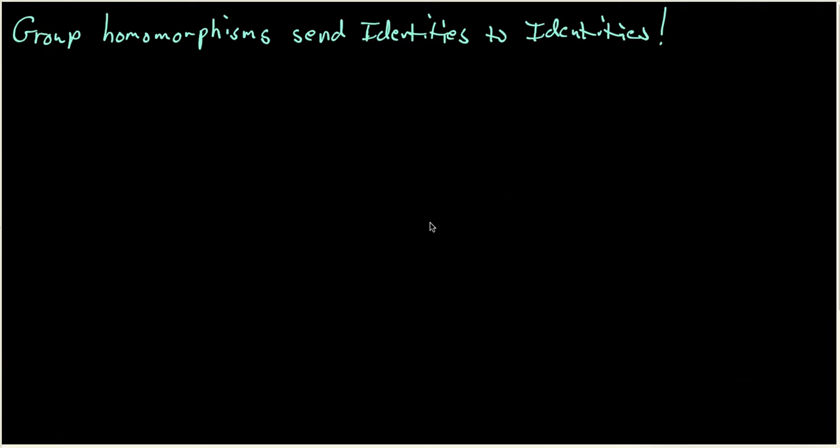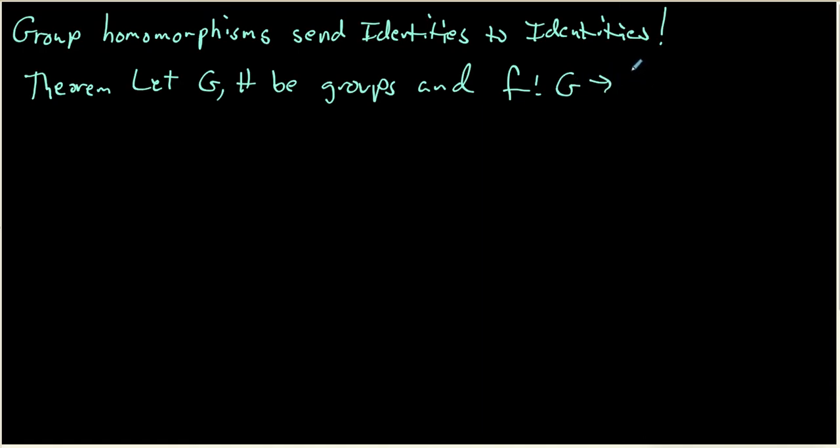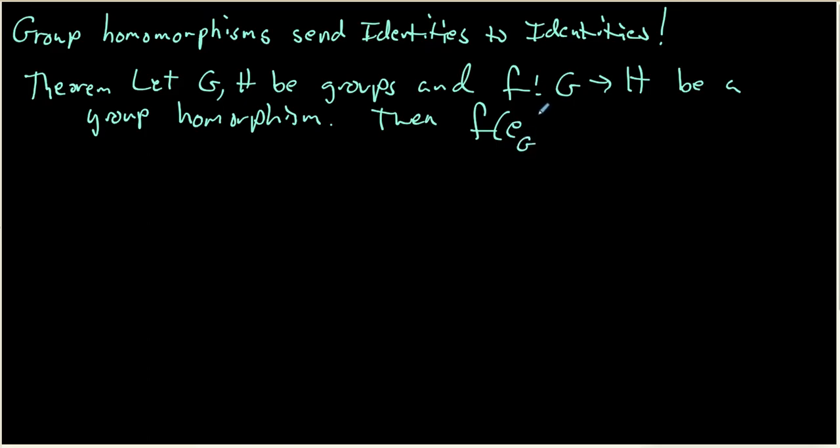In this video, we're going to look at the fact that group homomorphisms send identities to identities. In other words, we're going to prove the following theorem. We're going to let G and H be groups, and f is going to be a group homomorphism from G to H. Then it turns out that f sends the group identity in G to the group identity in H.